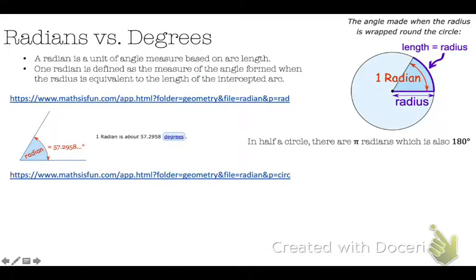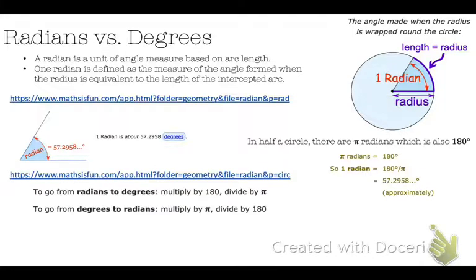So in half a circle, there's pi radians, which is also 180 degrees. Pi radians is 180, so 1 radian is 180 divided by pi, which is approximately 57.2958 degrees. And you could check that in your calculator. If you just do 180 divided by pi, it is approximately that.